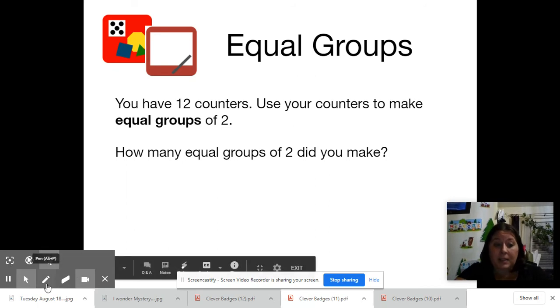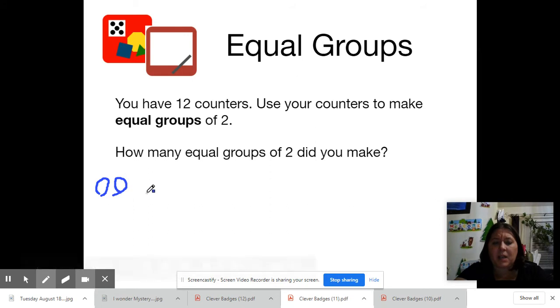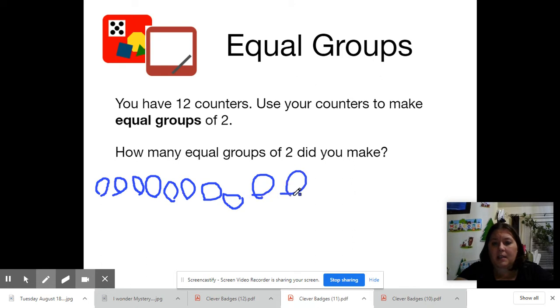Okay, so I'm hoping you found your objects and you're back with me. I'm going to do my best to draw little circles because counters are usually circles. They don't have to be. So if I had 12, 1, 2, 3, are you counting with me? 4, 5, 6, 7, 8, 9, 10.